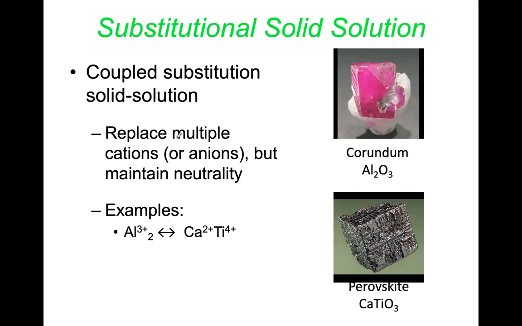Substitution means multiple cations or anions. Mostly this is happening with cations. Multiple replacements happen. For example, instead of aluminium, there can be two substitutions taking place, calcium and titanium. So here, instead of two aluminiums, there can be one calcium and one titanium replacement. That is also substitution, but it's coupled substitution.